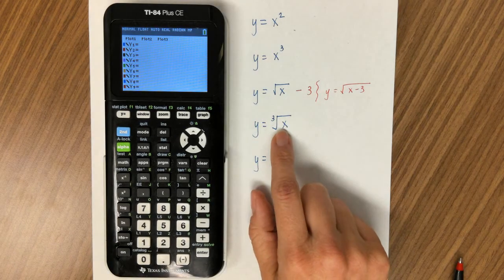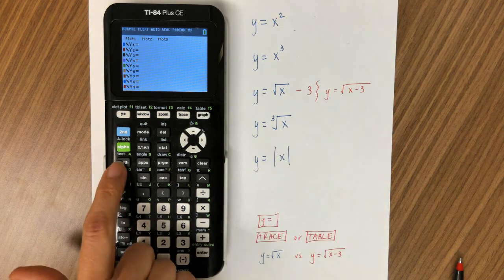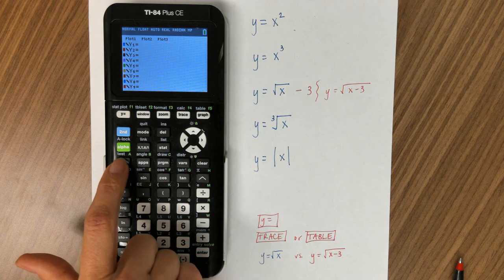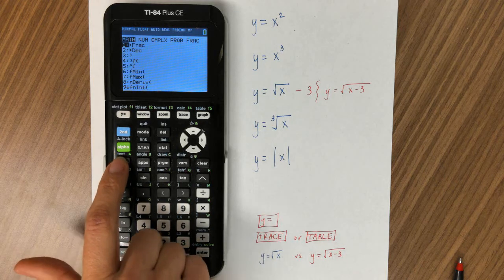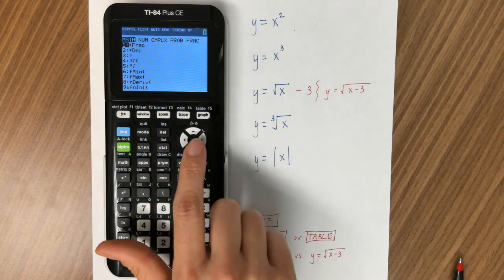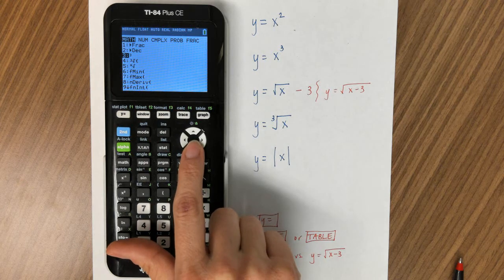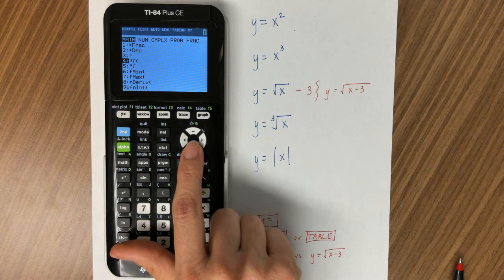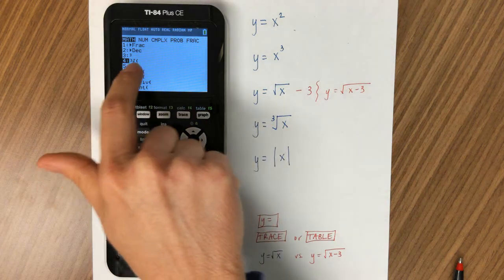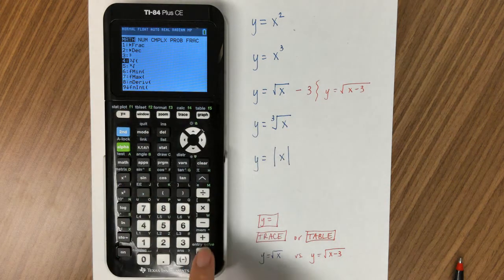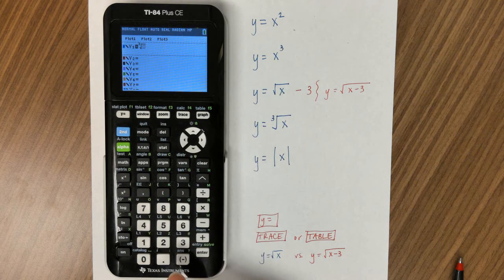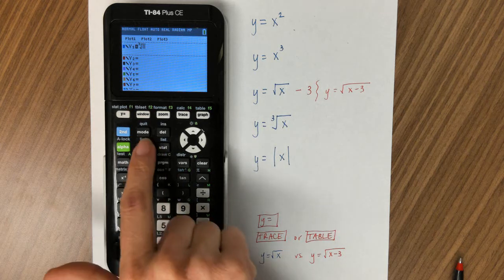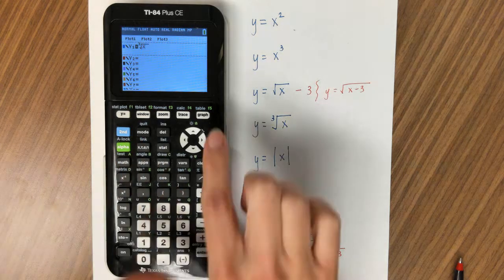So a lot of weirdo functions can be found in the math menu. So if I click the math key, right here under my first menu, the math menu, there's a shortcut for cubing a number. But down for number 4, it says the cube root. So I'm going to go ahead and click that. And then I can type what I want in there. In this case, the cube root of x.